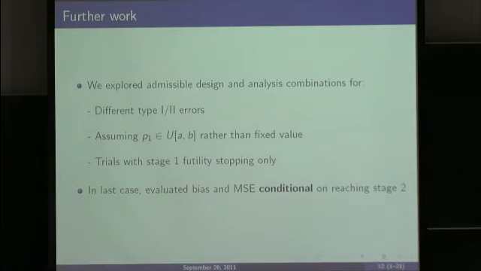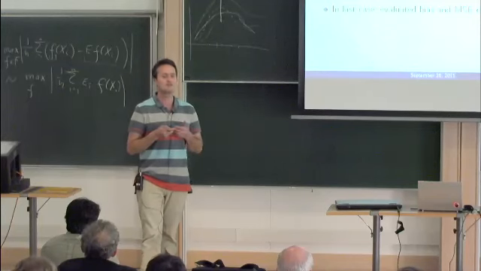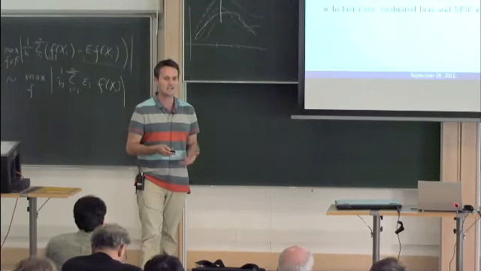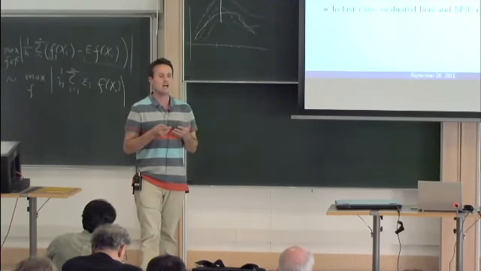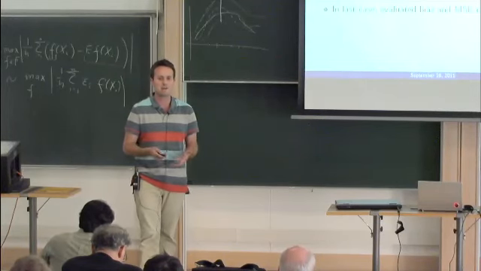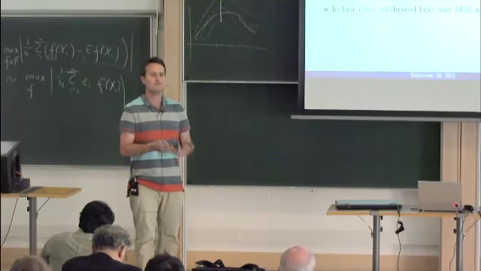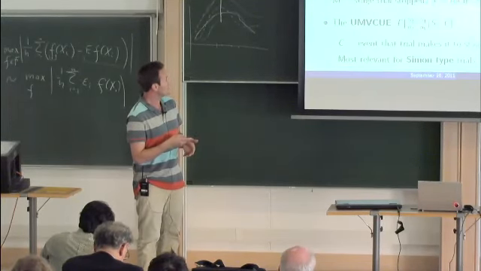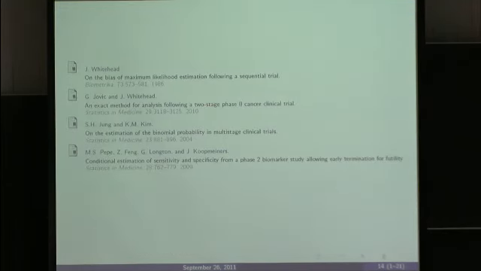We also considered trials with stopping for futility only at stage 1, which are generally more common in some medical areas, early stage trials. And we also did some simulations where we evaluated conditional bias and mean squared error, conditional on the trial making it to the second stage. The rationale for that was that in a trial where you stop for futility only, you probably only care about the estimate going forward if you make it to the second stage of the trial. And here are some more details about the estimators, but I'll just leave you with some references. So thanks very much.